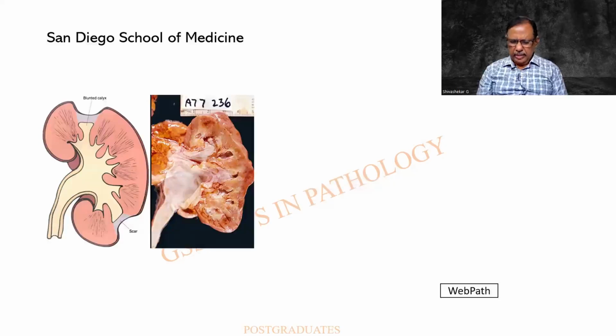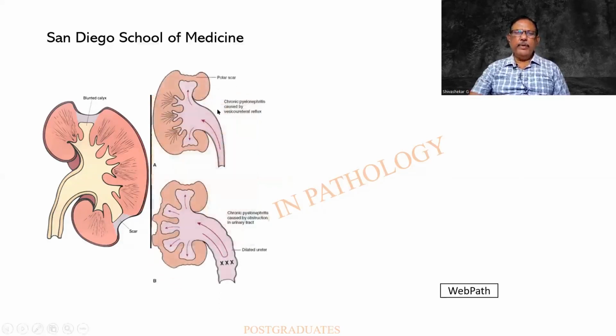So this slide is from San Diego School of Medicine. It is a case of a contracted kidney, as I had mentioned here. Strangely, I am finding a scar at the poles of the kidney, and there is a blunting of the corresponding calyx. I would not say there is too much, but there is an early dilatation of the pelvicalyceal system.